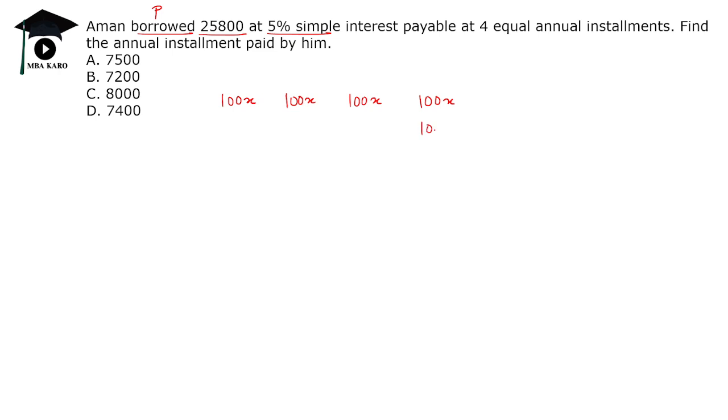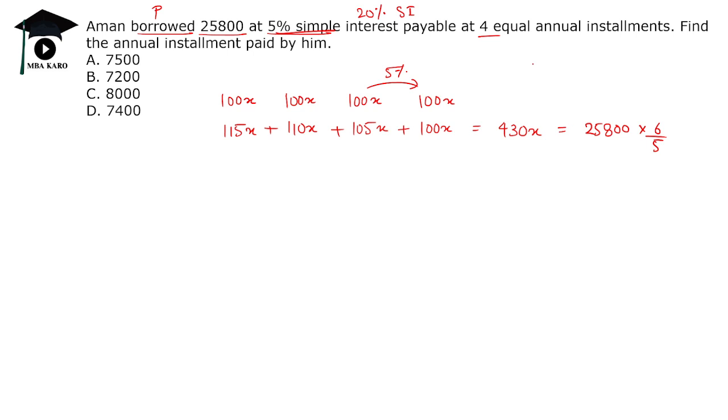Okay. So if you pay the last installment at the end, does not matter. If you pay 1 year late, 5% interest, 105x, this will be 110x, and this will be 115x. So total is how much? 430x, right? It is not equal to 25,800 because this is the principal. Now what will be the amount? 25,800 is the principal. 5% simple interest, 4 years. So 4 years. That means we need to add 20% interest. 4 into 5, 20%. 20% interest means amount will be 6 by 5 times. Okay, no need to calculate this value. We will calculate in one line itself.